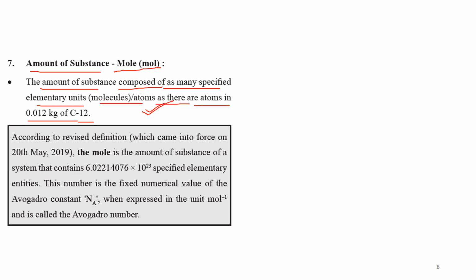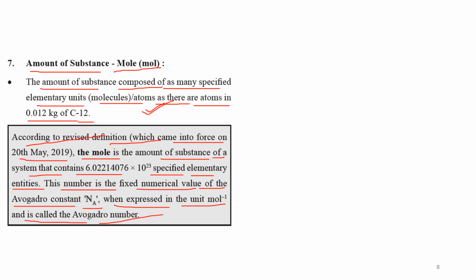According to the revised definition, which came into force on 20th May 2019, the mole is the amount of substance of a system that contains 6.02 into 10 to the power 23 specified elementary entities. This number is the fixed numerical value of the Avogadro constant NA when expressed in the unit per mole, and is called the Avogadro number.